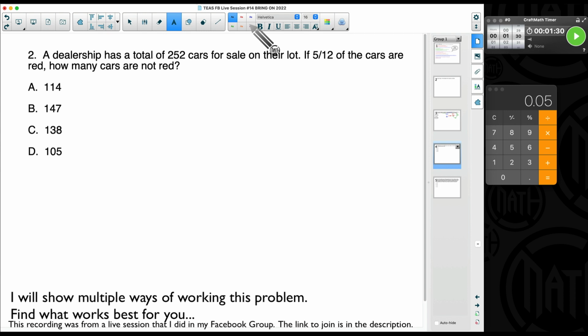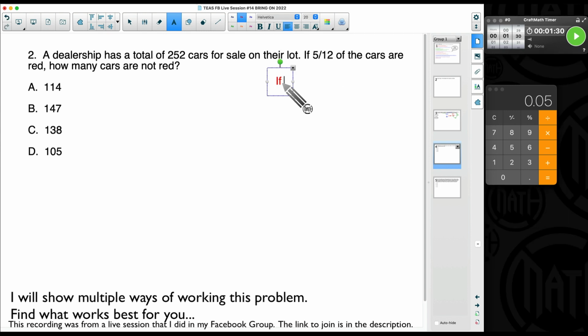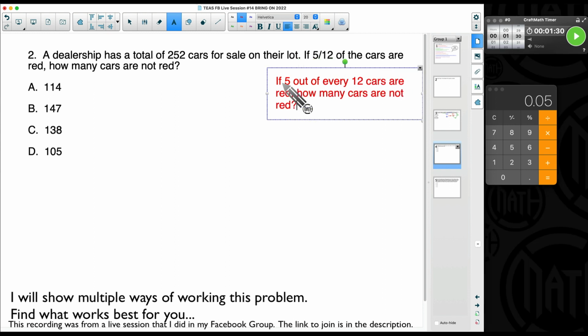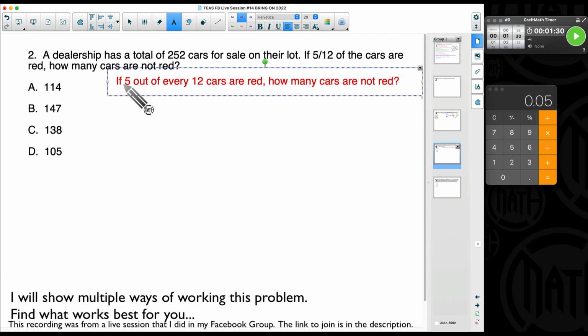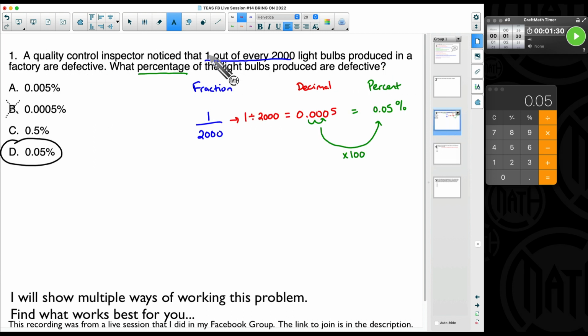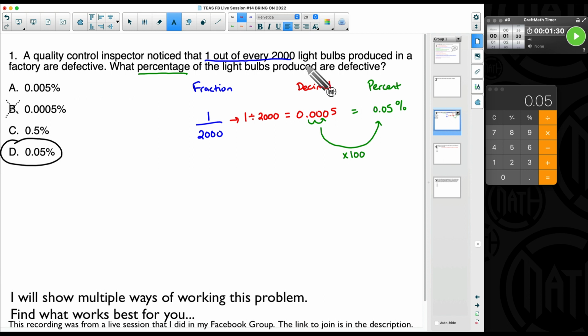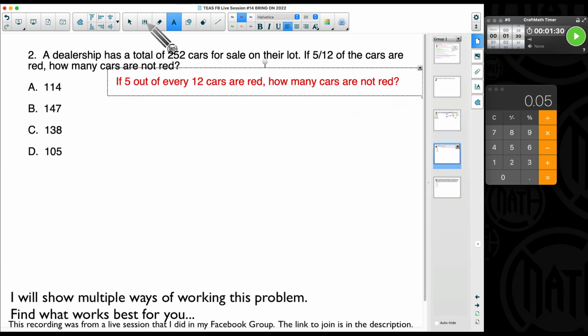Here is another way that you could read this part of the sentence up here. This is another way that we can word that second sentence or the question to this problem. 5 out of every 12. 5 out of 12. Now, the reason why I'm mentioning that is it kind of ties a little bit into this, where we had 1 out of every 2,000. Of course, we're not talking about bulbs in our problem. So 5 out of 12 cars are red.